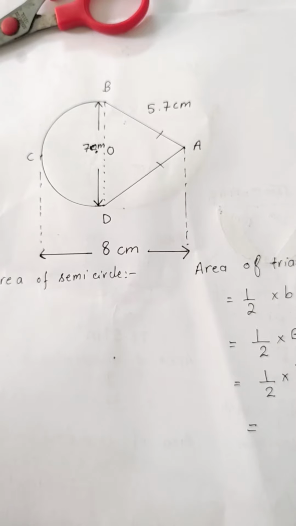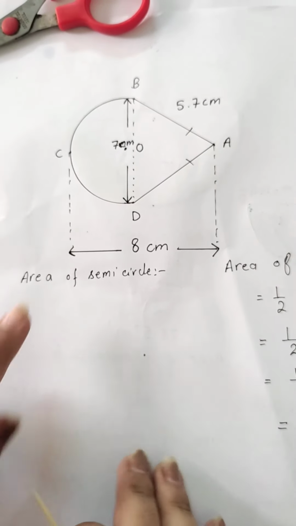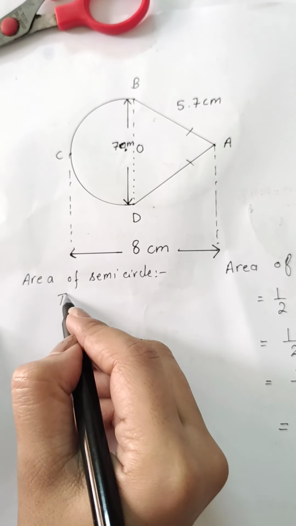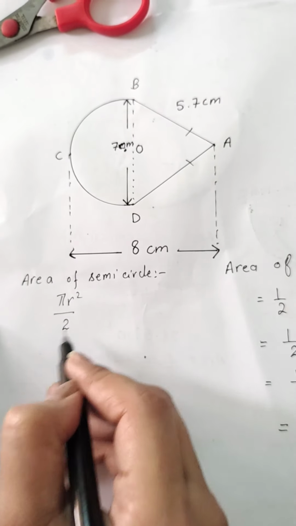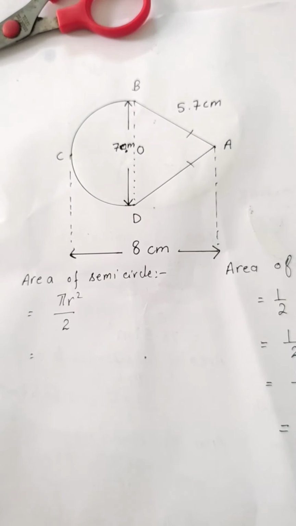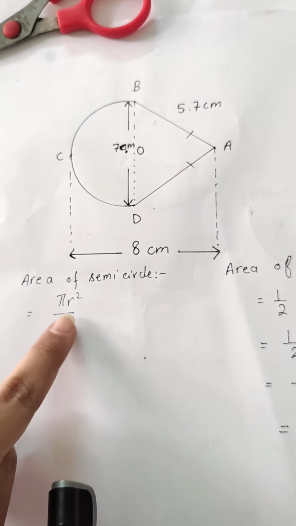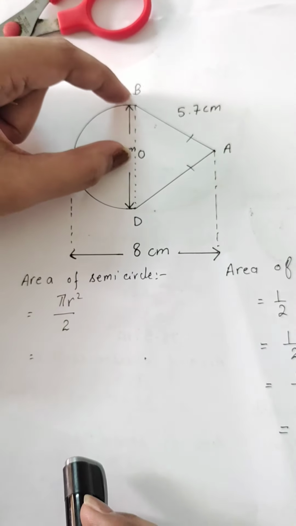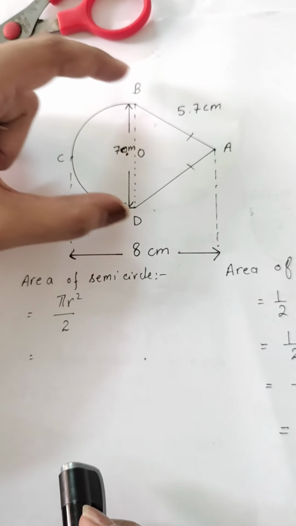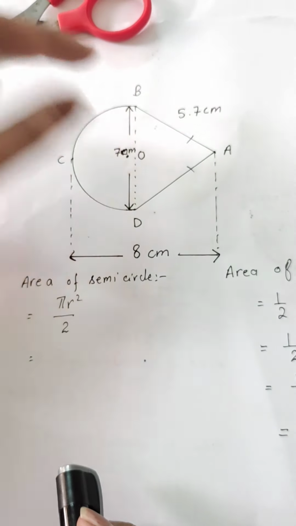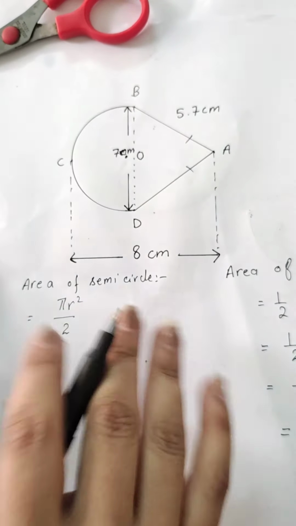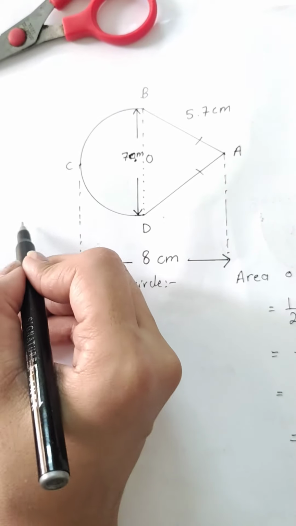First I will identify the lengths. Actually, area of semicircle is equal to pi r square divided by 2. As we know that the value of pi is 3.14, and what is the radius? Actually, the diameter is 7 centimeter, so the radius will be 3.5 centimeter. The radius is always half of the diameter. So look at this. Okay, I will make one more calculation here.